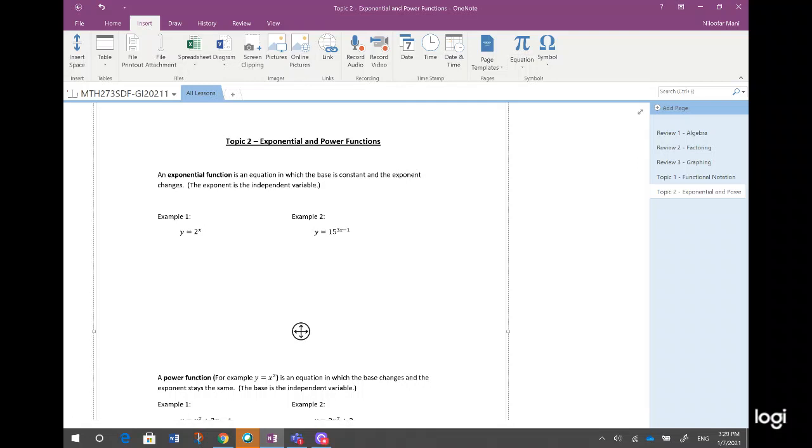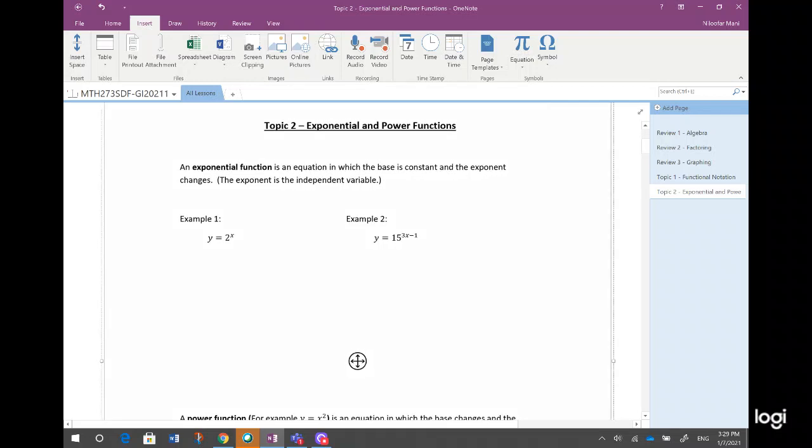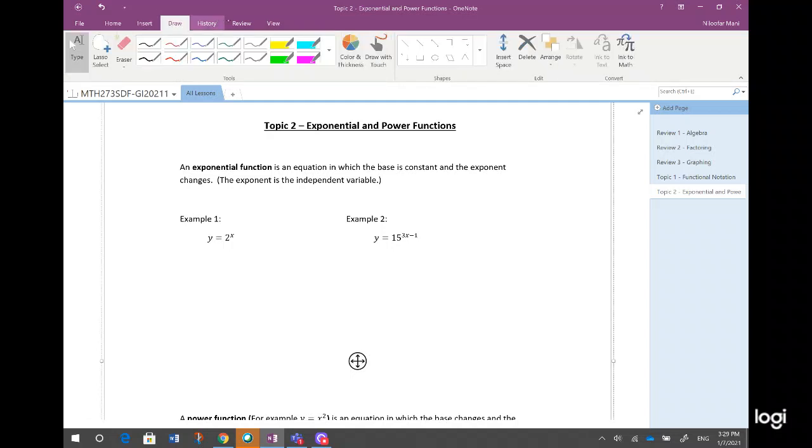Hi everyone, so we start topic 2 here, and this is video number 1 of that. I want to talk about exponential functions and power functions and compare them. An exponential function is an equation where you have a base as a constant, and the exponent changes.